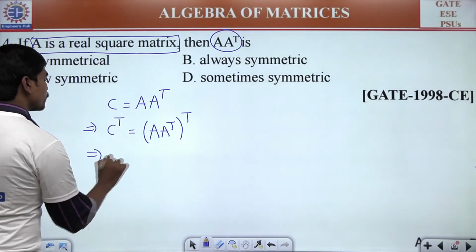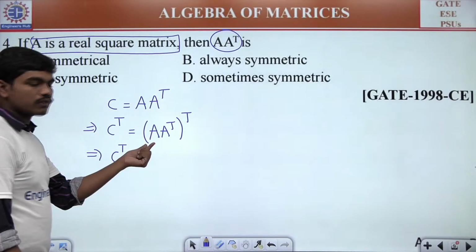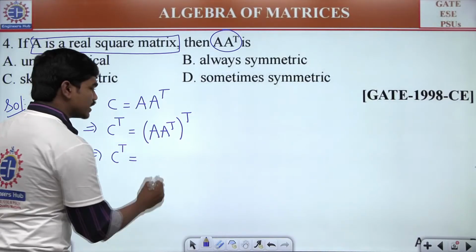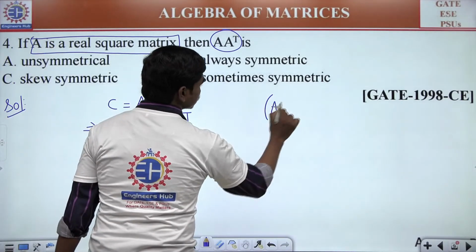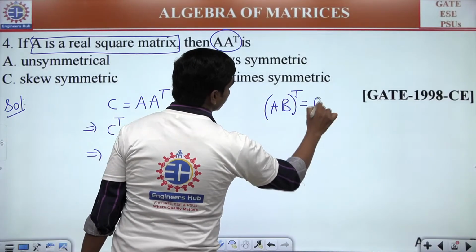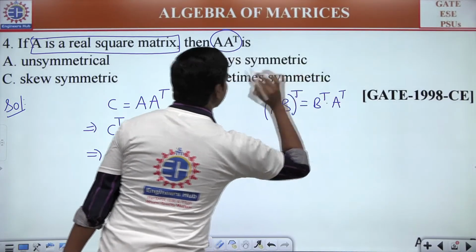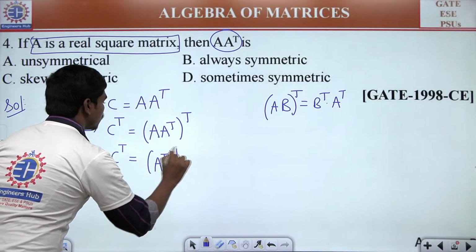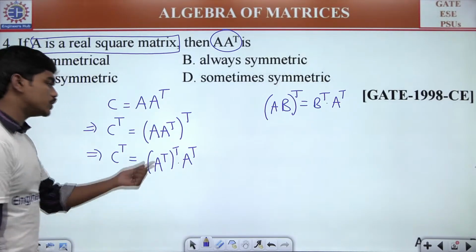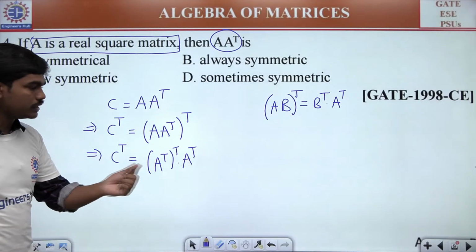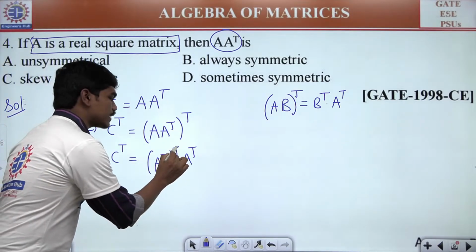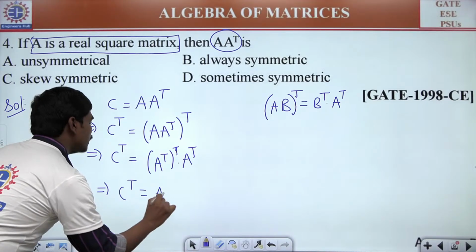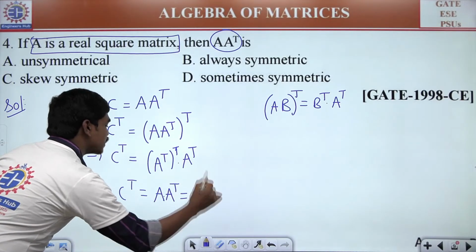So this implies C transpose is equal to, look, if A is one matrix and you treat A transpose as a separate matrix, then the transpose of this multiplication of matrices is nothing but, just in the previous question we have seen, AB whole transpose is equal to B transpose into A transpose. This is what we have seen, correct? So if that's the case, then this can be written as A transpose whole transpose into A transpose. And of course, if you transpose any matrix an even number of times, the resultant is the given matrix again. So C transpose is equal to A times A transpose, and this is nothing but C, correct?